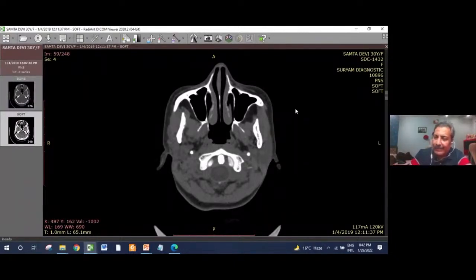And for that reason, the role of the CT scan is less and less now. The role of the CT scan is most important for chronic sinusitis, where we need bony details of the paranasal sinus labyrinth, you can say.